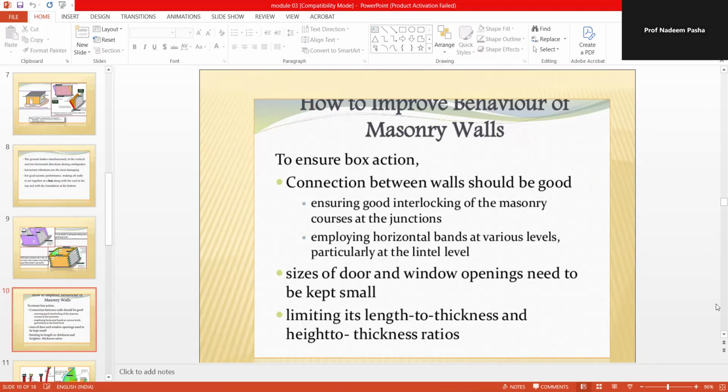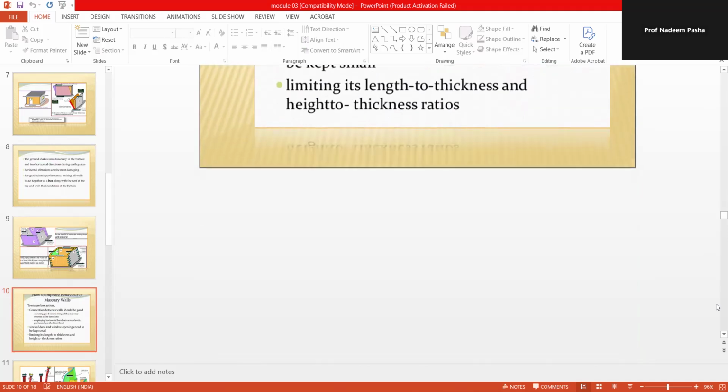Connection between walls should be good. Next, the sizes of door and window openings need to be kept small, limiting their length to thickness and height to thickness ratio. See here, this parameter we normally will not take into account. Sizes of doors and windows are also very important.